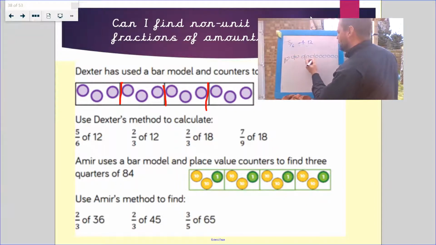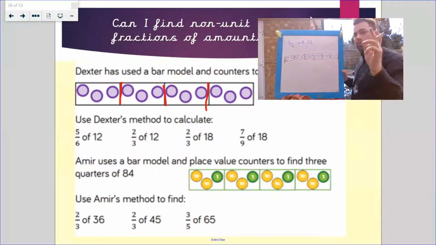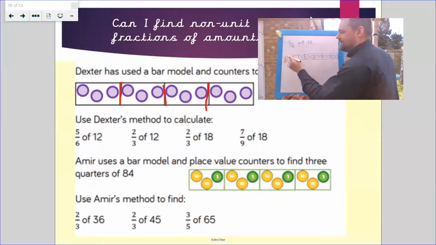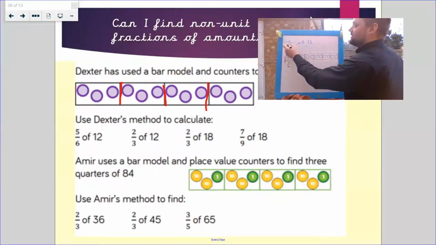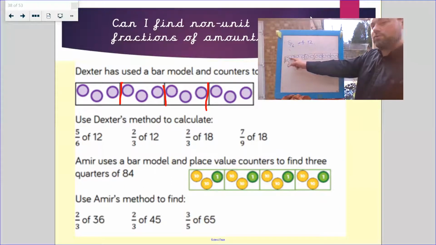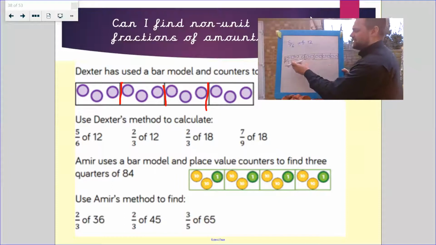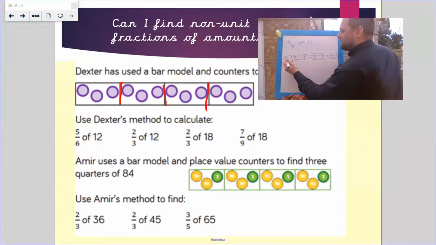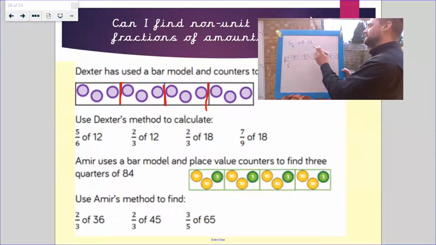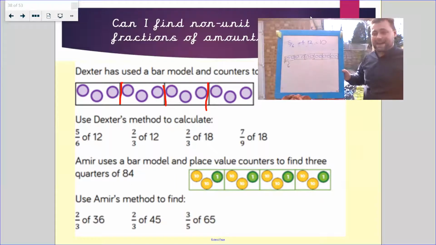1, 2, 3, 4, 5, and then 6 here. So here we've got our 6 groups. So we now know that 1/6 is equal to 2. But the question is asking us, how many are there in 5/6s? So we can either do 2 multiplied by 5 to give us 10, or we can count them up because it is repeated addition, because each 6 has got the same amount in it. So we can go 1, 2, 3, 4, 5, 6, 7, 8, 9, 10. So 5/6 of 12 is equal to 10.